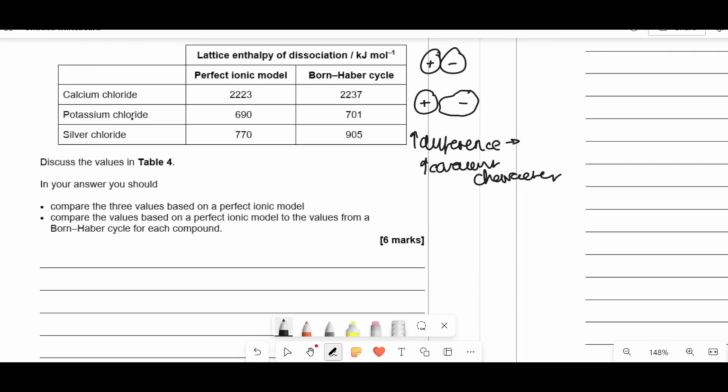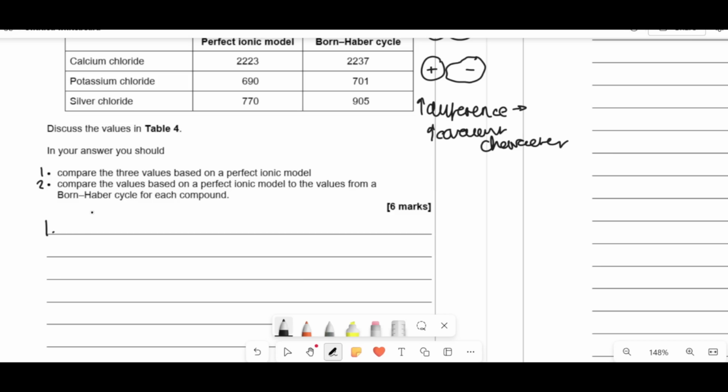The first thing they're saying is compare these values based on that alone, and it's the lattice enthalpy of dissociation. So if we're dissociating, I need to put energy in, right? If you're going to put energy in, it's endothermic, and that makes sense because they're all positives. So here, let's start with the obvious. I'm going to write a 1 there, and then a 2 here. Okay, so for number 1, you can see that CaCl2 has the highest value, then it's AgCl, and then KCl, okay?